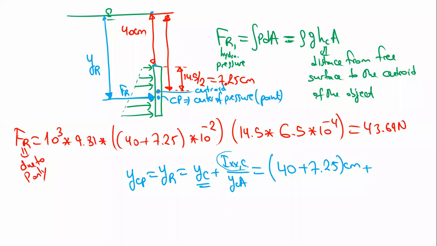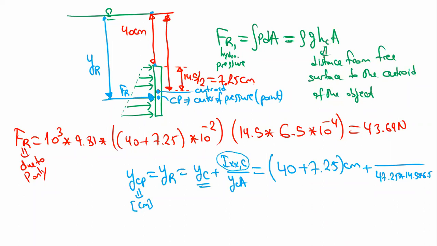And Ixx,c, this one I will write, and the Yc part is again the distance from the free surface. We are considering only this free surface to the centroid of the body, and that distance will be the Yc distance, and you will have 47.25, and the area of the body will be 14.5 multiplied with 6.5. At the end, I will get the result in centimeters. Okay, this one is very important. You will get centimeter unit.